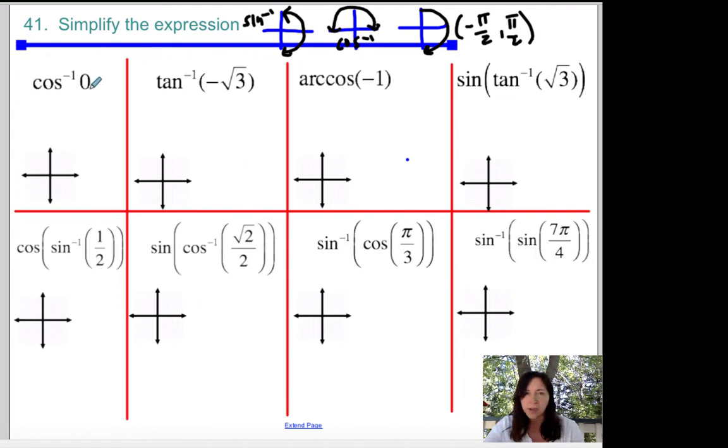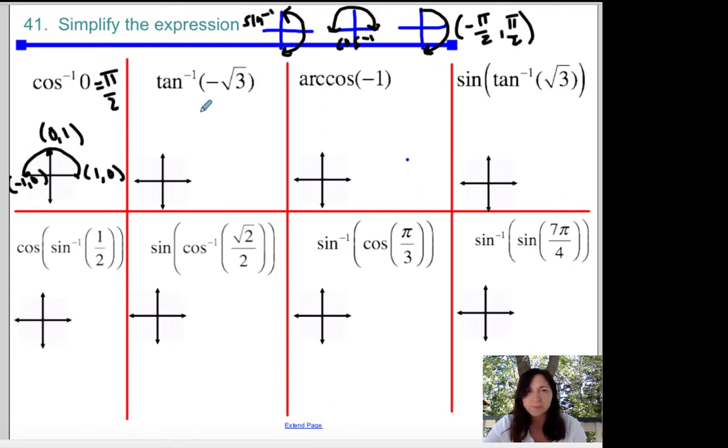So for arc cosine of 0, they're asking where is cosine 0? But you have to be from 0 to pi. So here's your area, the restricted domain. This value is 1, 0. This value is 0, 1. And this value is negative 1, 0. So where is cosine 0? It's here at pi over 2.